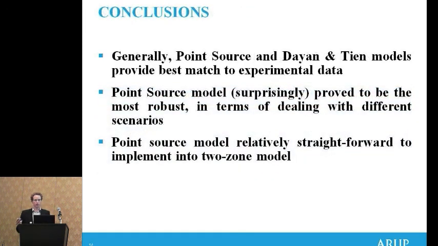So in conclusion, the point source and the Dayan and Tian models provided the best match to the experimental data that I took. The point source model, surprisingly, was the most robust and seemed to deal with different situations relatively well. And therefore, the point source model has been selected to be implemented into Brandsfire for the radiation and ignition submodel to be input into the quantitative risk assessment tool in the forthcoming version.